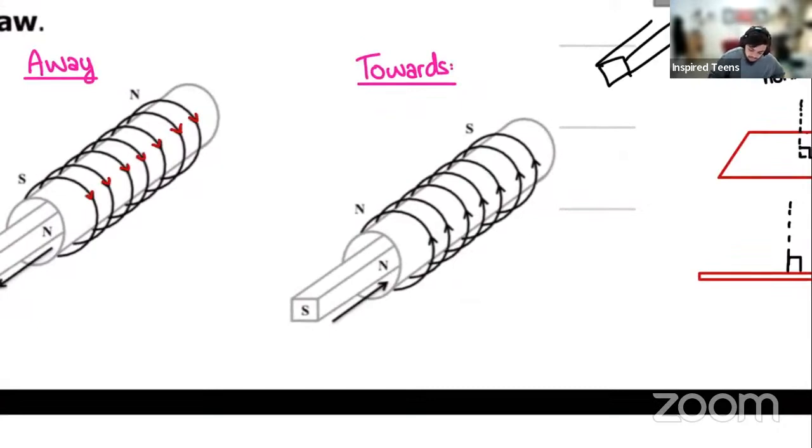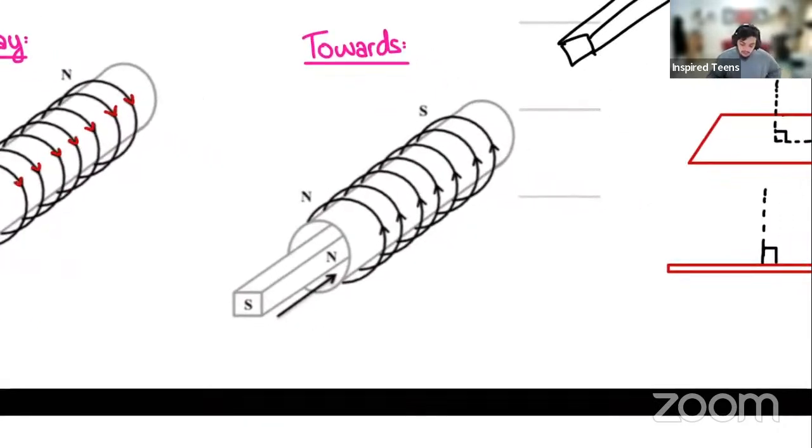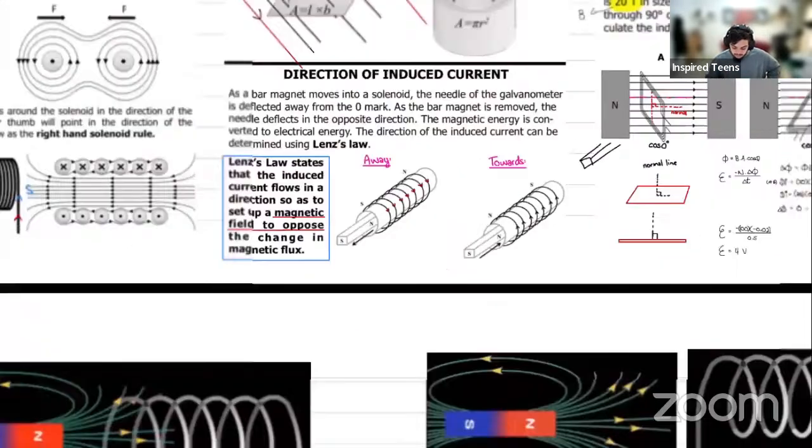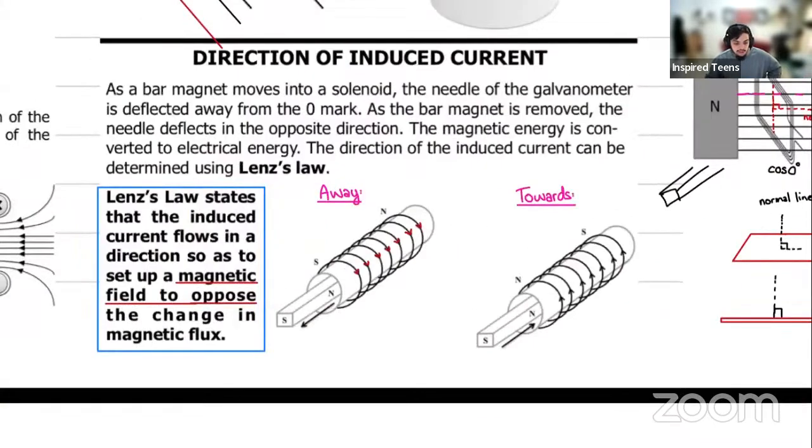So in this case, induced north pole is towards the left, right? So you point your thumb towards the left and you notice that your fingers will curl away from you, and that's shown here. And therefore it's moving anti-clockwise. Okay, so that's Lenz's law explained.